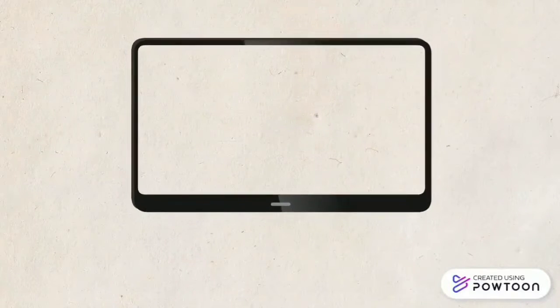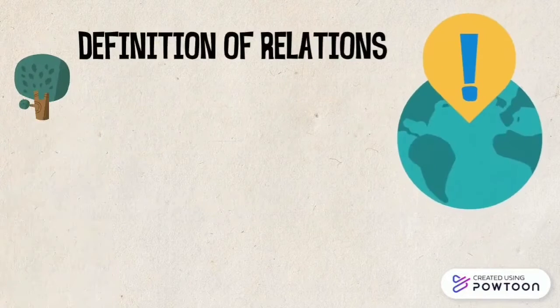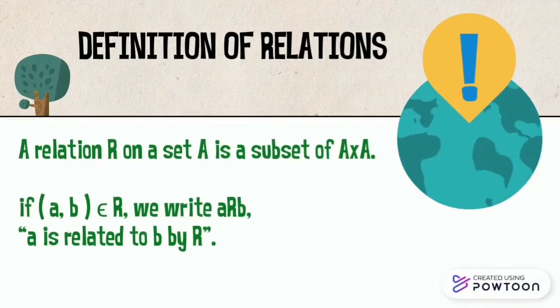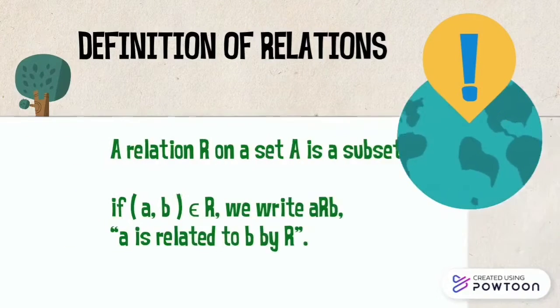In this video, we are going to learn about relations. What is a relation? A relation R on a set A is a subset of A cross A, meaning it has two elements in A. So, we say that if element (a, b) is in relation R, we would write a R b, which means a is related to b.